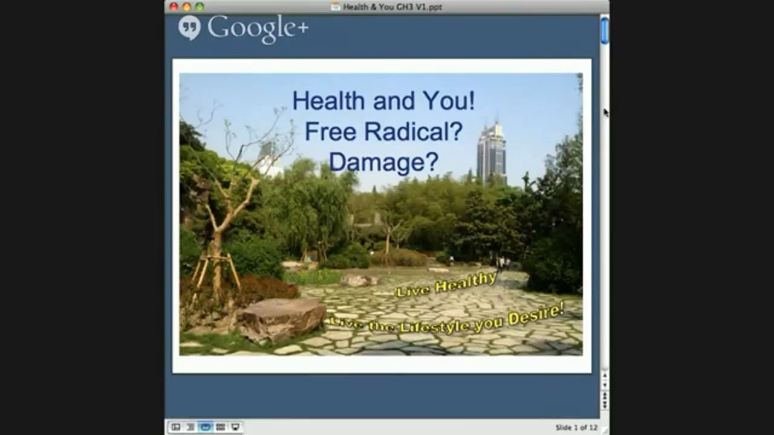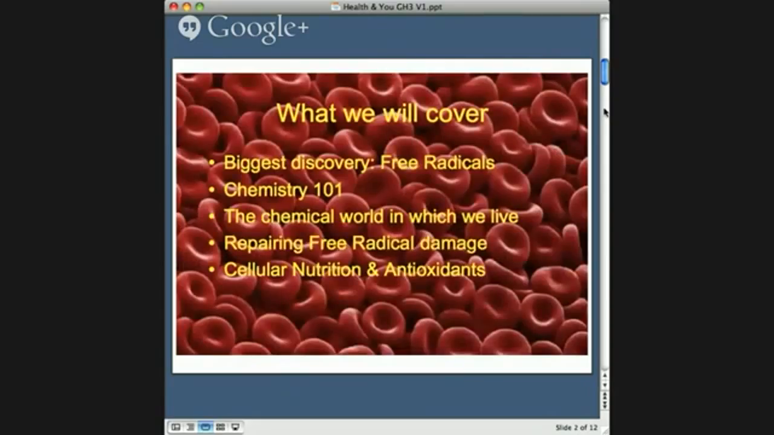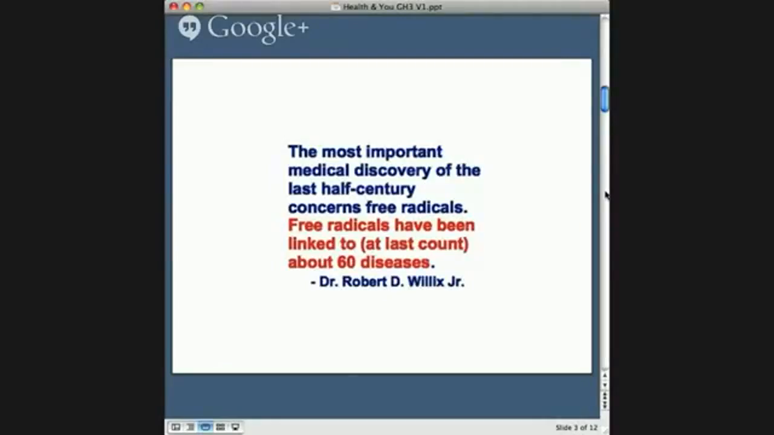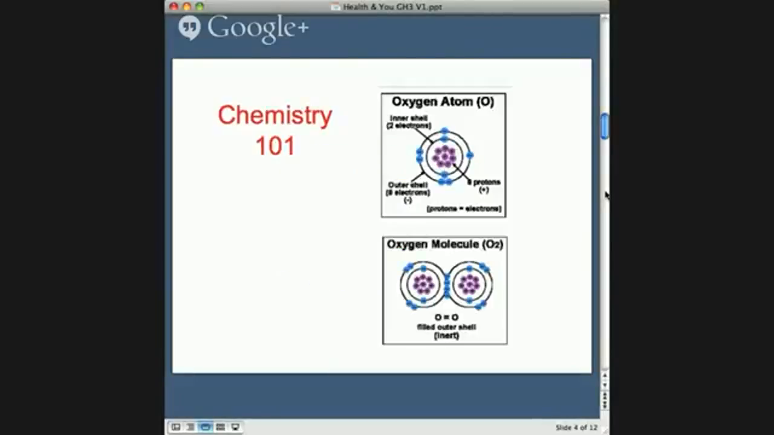So, what are free radicals? What I'm going to cover is the biggest discovery, free radicals, Chemistry 101, so you can understand what they are and how they're caused, what causes them, repairing them, how we go about that, and nutrition, antioxidants. So Dr. Wilkes said the most important discovery in medicine in the last half century concerns free radicals. Free radicals have been linked at last count to 60 diseases, of which cancer and Alzheimer's are just 2 of them. So what are they?